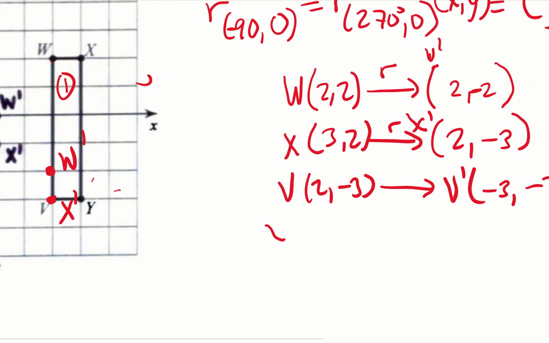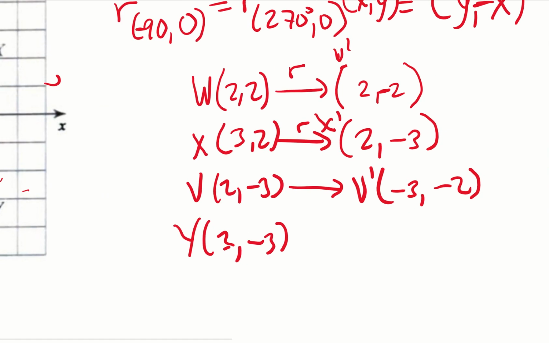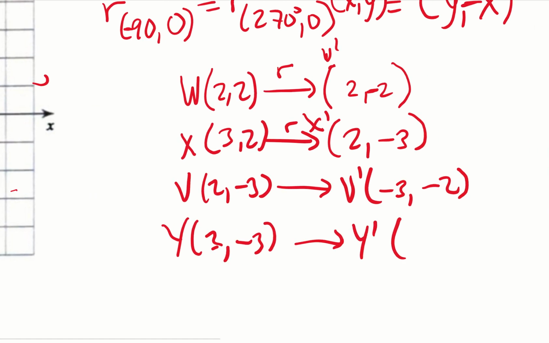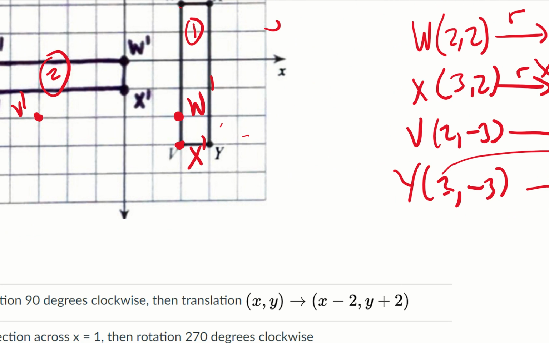And finally, we have Y. Y is at 3, -4, or 1, 2, 3, -3. I'm counting this incorrectly. Y prime, you're going to switch them and then change the sign of the second number. Second number was 3, right? And then that changes to -3. All right, so -3, -3.